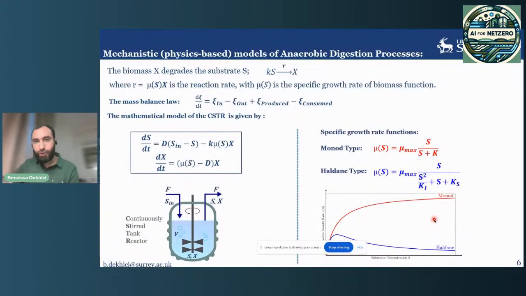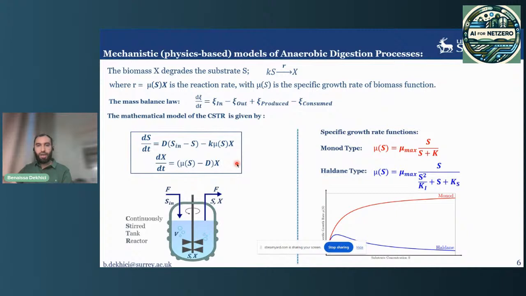Before going to the application of this method to this technology, which is AD, we have to understand the mechanistic models. We need to understand what people were doing before. The most basic model of AD is the chemostat model, a model consisting of two equations. The first equation is for the substrate, the second is for the biomass. Even though this model is pretty simple, as we can see, it is strongly nonlinear.